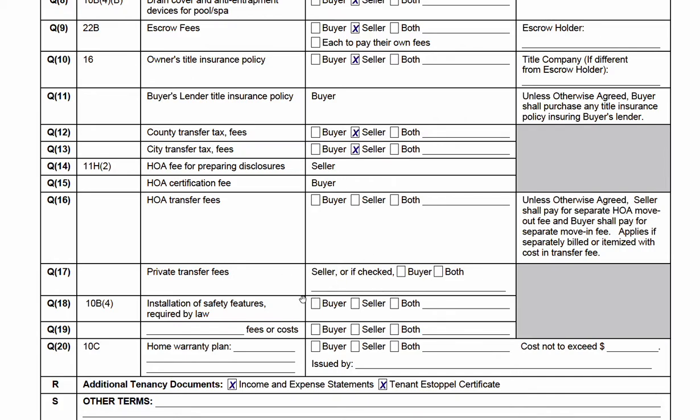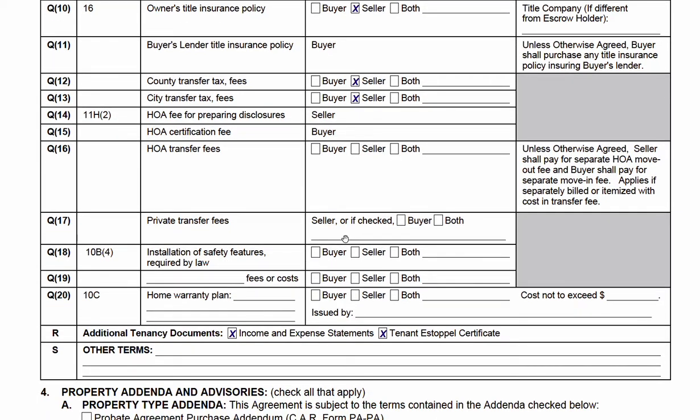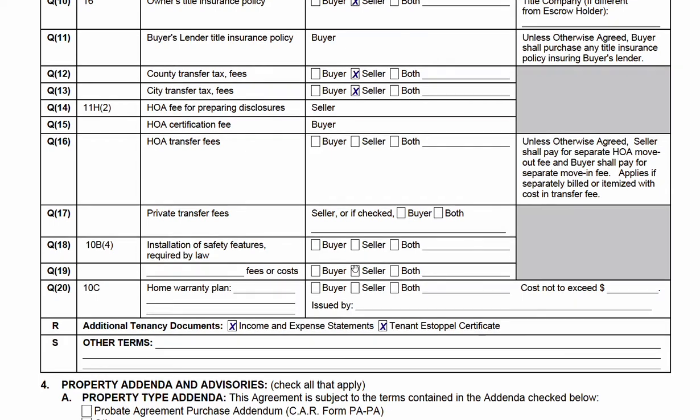This is good. Just leave it alone. Installation of safety features, seller for sure. They need to be doing work on the property. The buyers shouldn't be doing work on the seller's property.